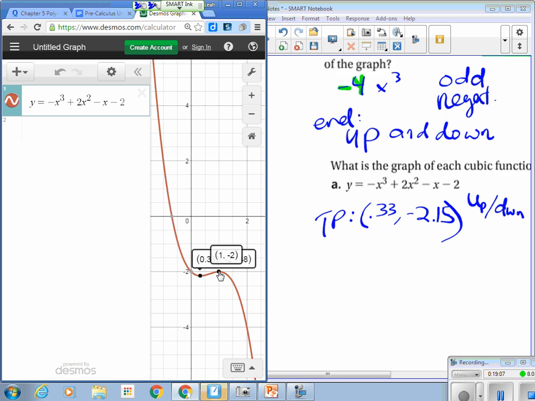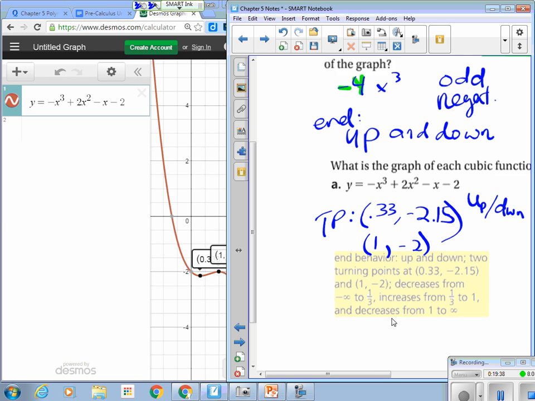Oh, hold on. Let's check this out. We have a little bit of an increase here at 1. So we got another turning point at 1, negative 2. That's awesome. Nice little TP. And so we are decreasing when x is less than 0.33. We are increasing between 0.33 and 1. And then we are decreasing again when x is greater than 1.